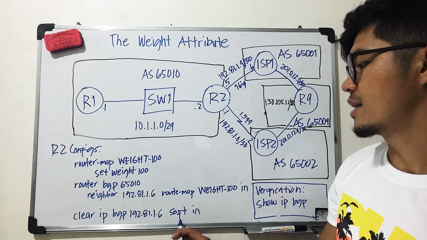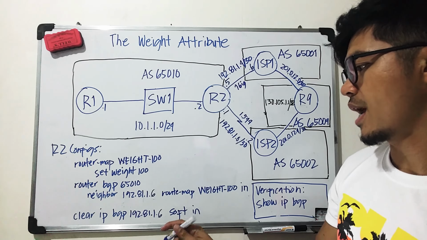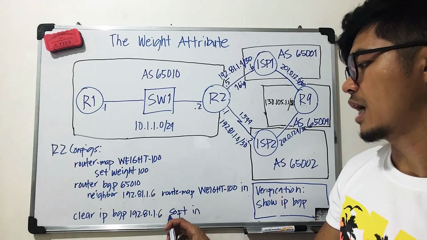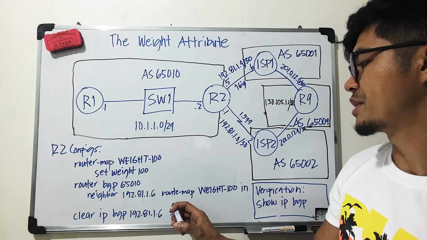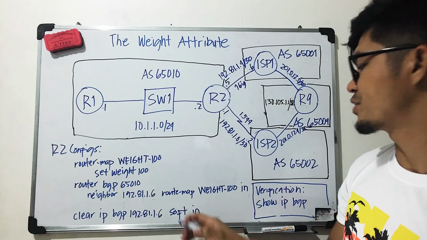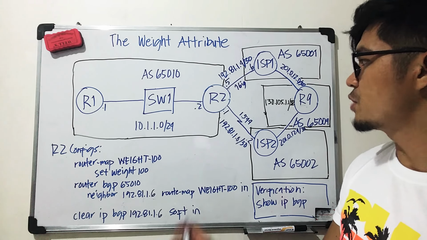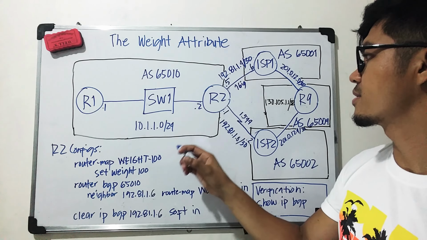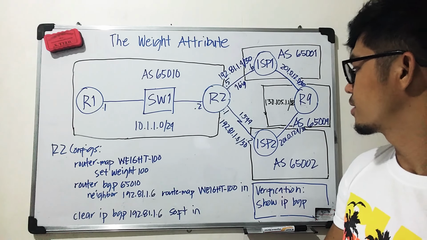So once this is done, the change is gonna take effect, and then you just have to verify that R2 is choosing this path here by doing a show IP BGP, and you will see that R2 is choosing this path here because the neighbor has a higher weight, which is 100 in this case.